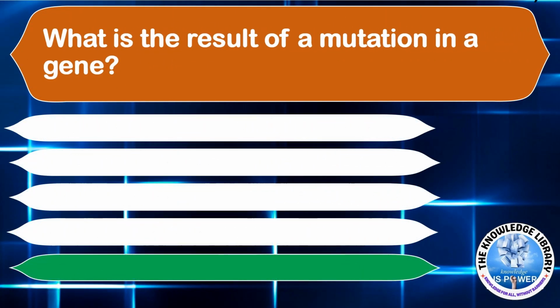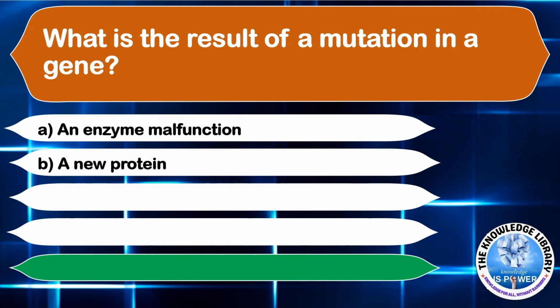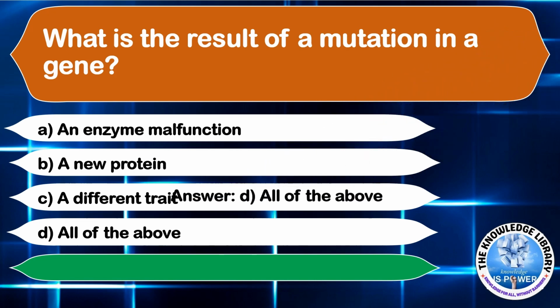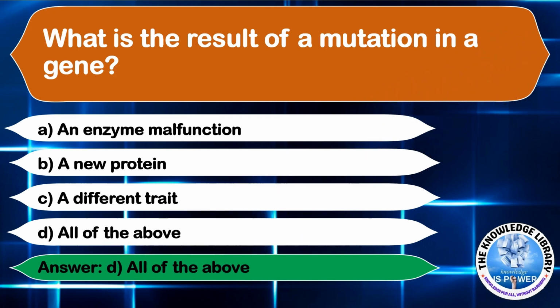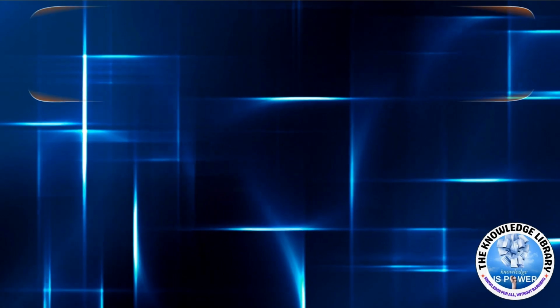The next question is, what is the result of a mutation in a gene? Option A, an enzyme malfunction. Option B, a new protein. Option C, a different trait. Option D, all of the above. The correct answer is option D, all of the above.